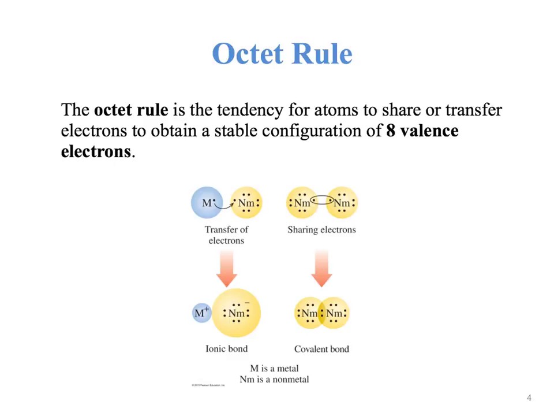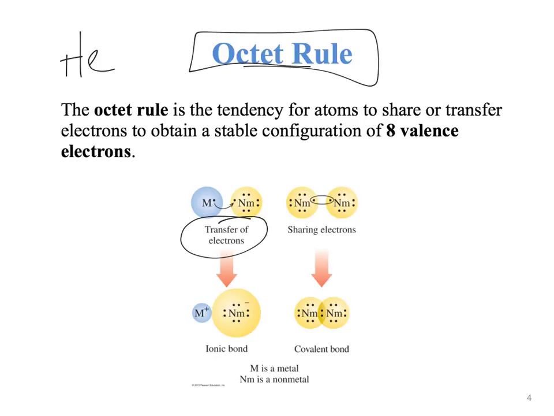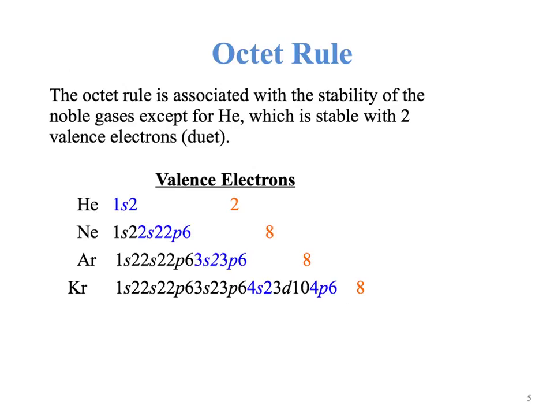The octet rule is defined as the tendency of atoms to share or transfer electrons to have a more stable configuration. If you look at the periodic table, all the noble gases, except for helium, have 8 electrons in the last shell. So all the atoms in the periodic table want to have 8 electrons to have a very stable configuration. If they transfer the electrons, and by this I mean somebody loses it and somebody gains the electrons, then they form what is called an ionic bond. And if they share the electrons, then they form what is called a covalent bond.